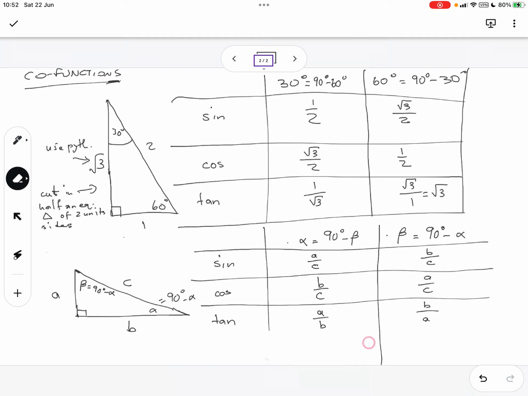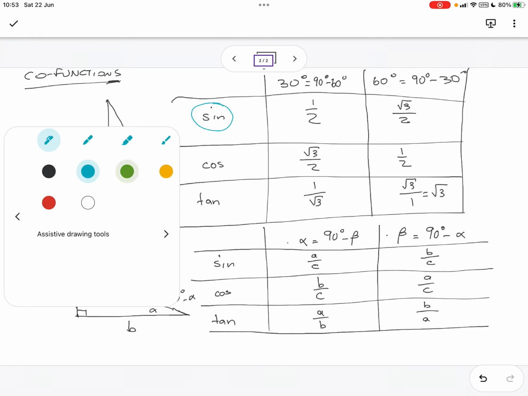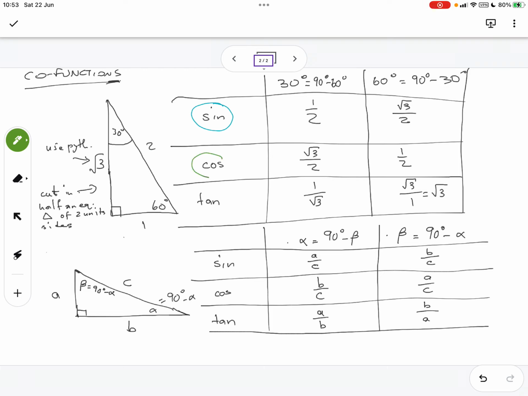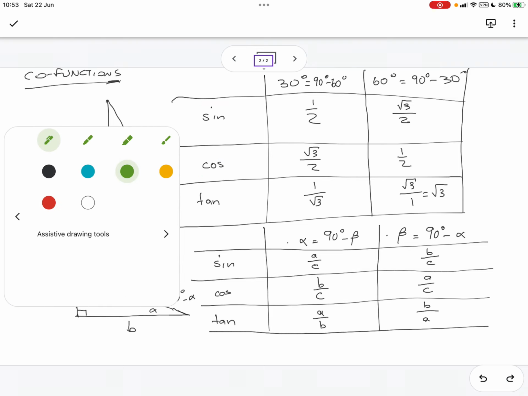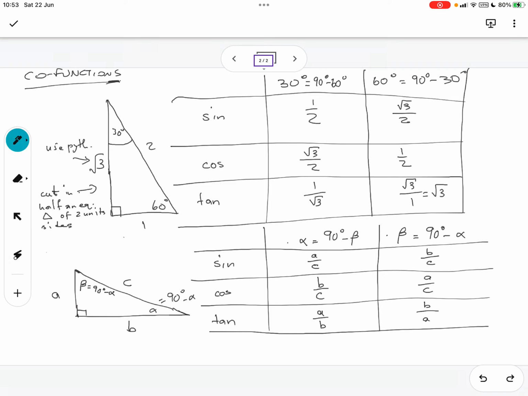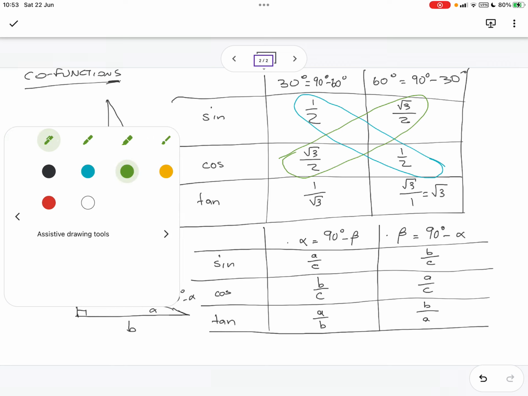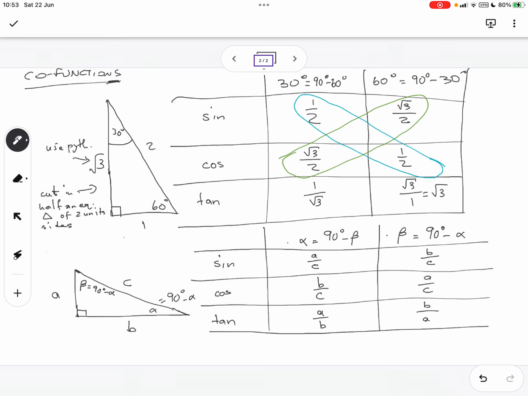So why are we doing all this mental gymnastics? It's because I'm going to use, for sine, blue. For cos, I'll use green. No, let me not do that. Let me do this instead. So, sine 30 degrees equals cos of 60. And cos of 30 degrees equals sine of 60. So that's the whole basis of cofunctions.